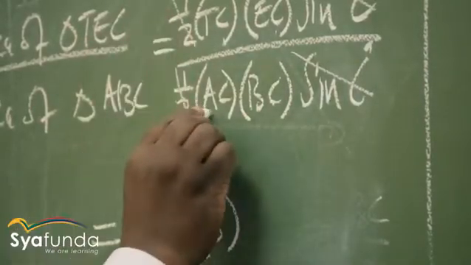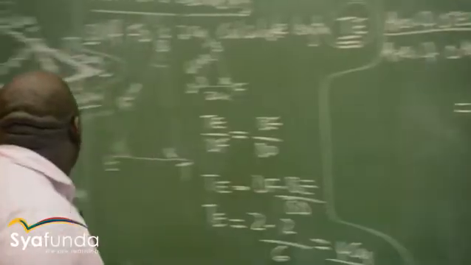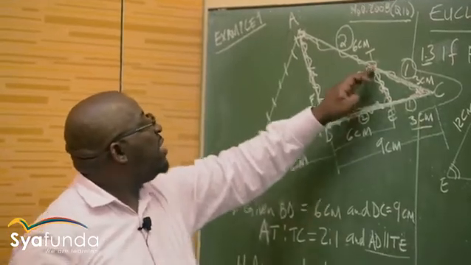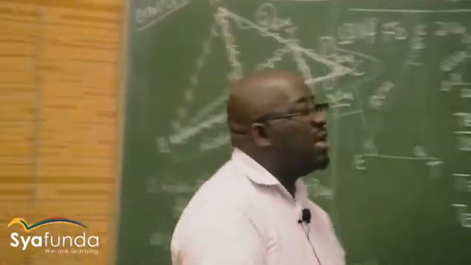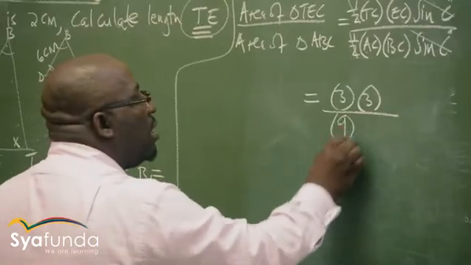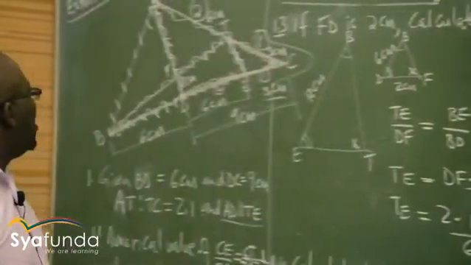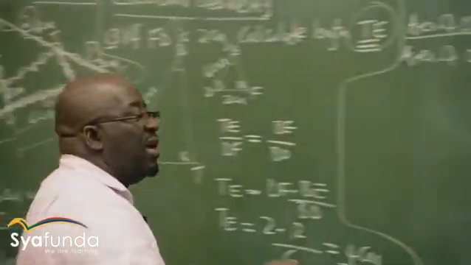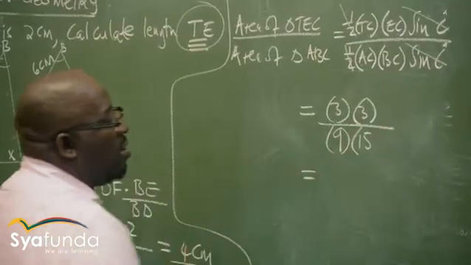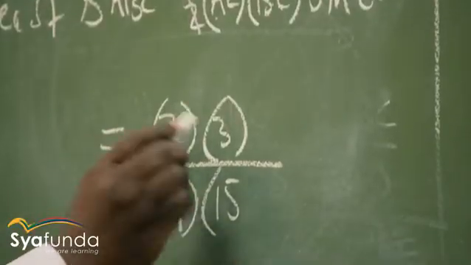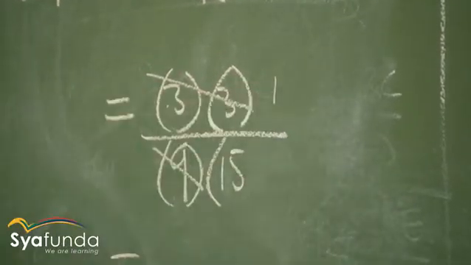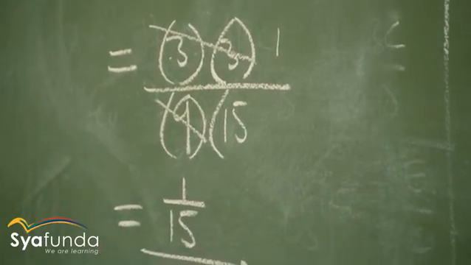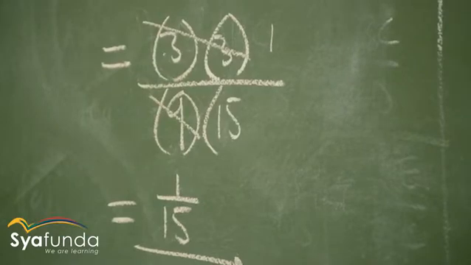What is AC? AC is 3 centimeters plus 6 centimeters. It's 9 centimeters. So AC is 9 centimeters times BC, this whole one. So it's 9 plus 6, which is 15 centimeters. So we're looking for the ratio. What is 3 times 3? It's 9. It can go with this 9. It's only 1 on top. So the actual answer is 1 over 15. This is the numerical value of the area of triangle TEC over the area of triangle ABC.